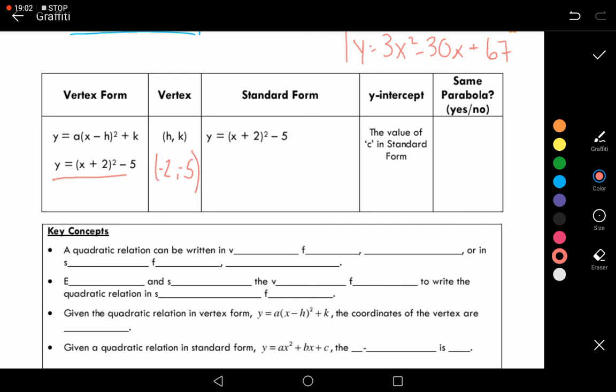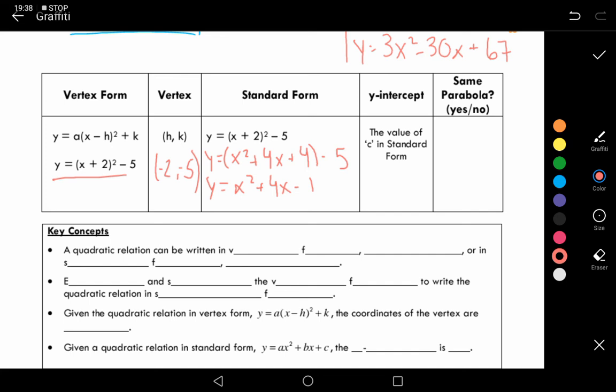Okay, now it's asking us to write this vertex form equation into standard form. We know how to do that. We simply need to expand and simplify. And this time, again, I'm not going to show you all that work. I am just going to do the little trick. So my first term is x squared. 2 times x is 2x. 2x times 2 is 4x. And 2 squared is 4. And then we have that minus 5 at the end. Okay, I can now just drop my brackets and collect my like terms. So y is going to equal x squared plus 4x. 4 minus 5 is negative 1.